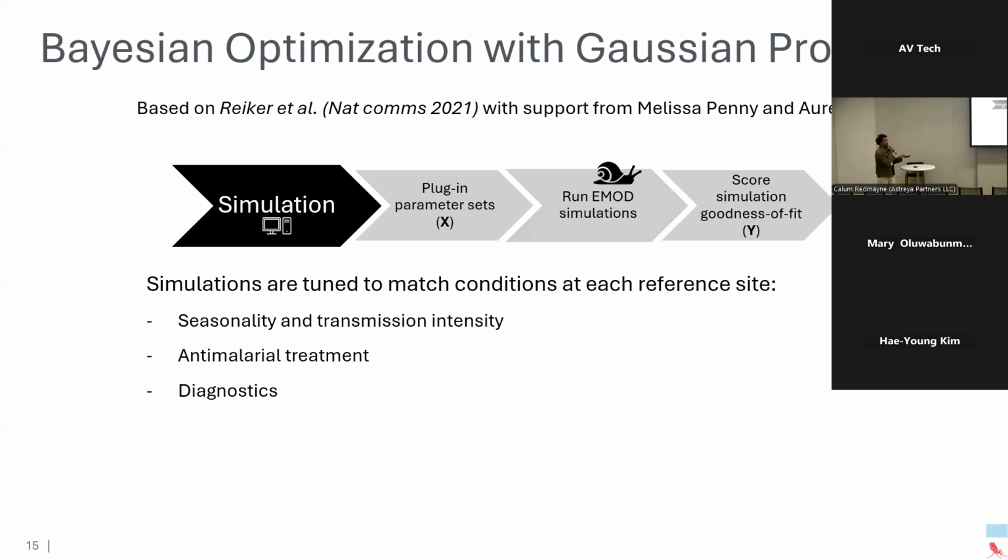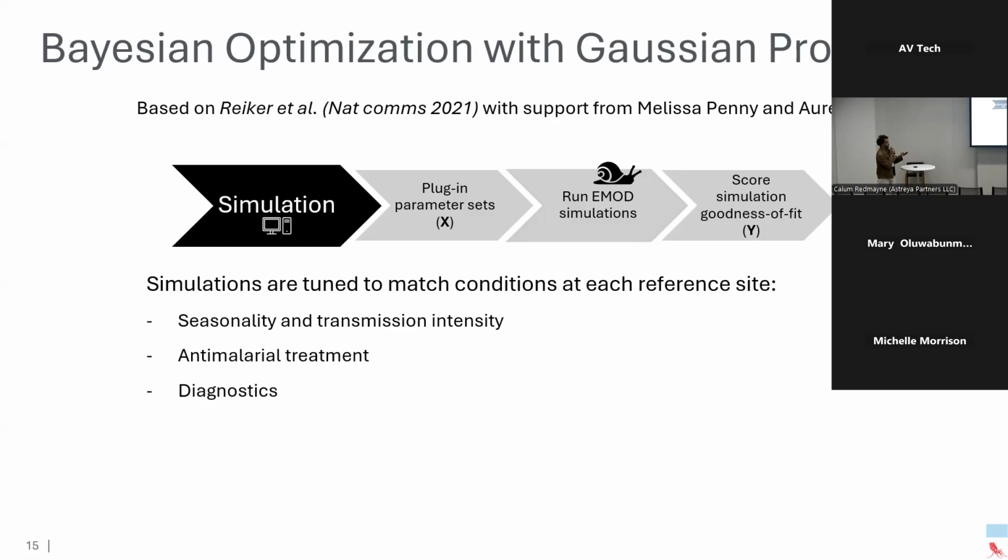So the simulations are tuned to match conditions at each of the reference sites. They're coming from diverse places that each have their own seasonality and history of transmission intensity, whether or not there's been interventions like antimalarial treatment, and actually even the sensitivity of the diagnostics that were used to arrive at each of the data sets. These are tuned in the model. And then we plug in our parameter sets. Initially, in the training phase, these are randomly selected. Later on, they're intelligently selected. And run some Emod simulations, which really is the slow step in this process. I love snails, but they're slow.